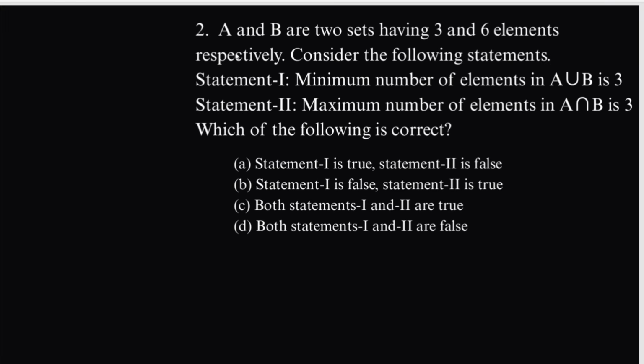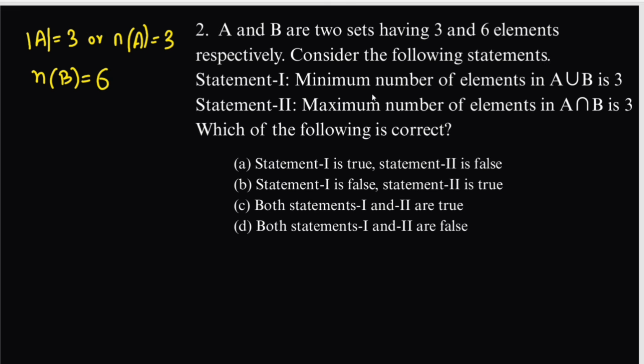Second question, we have A and B two sets which are having 3 and 6 elements. So the number of elements in that set is called as what? Cardinality of A. So we write cardinality of A as 3, or it is also written as what? We denote it like this, correct? Cardinality of A is 3. And what is cardinality of B? Cardinality of B is 6 elements.